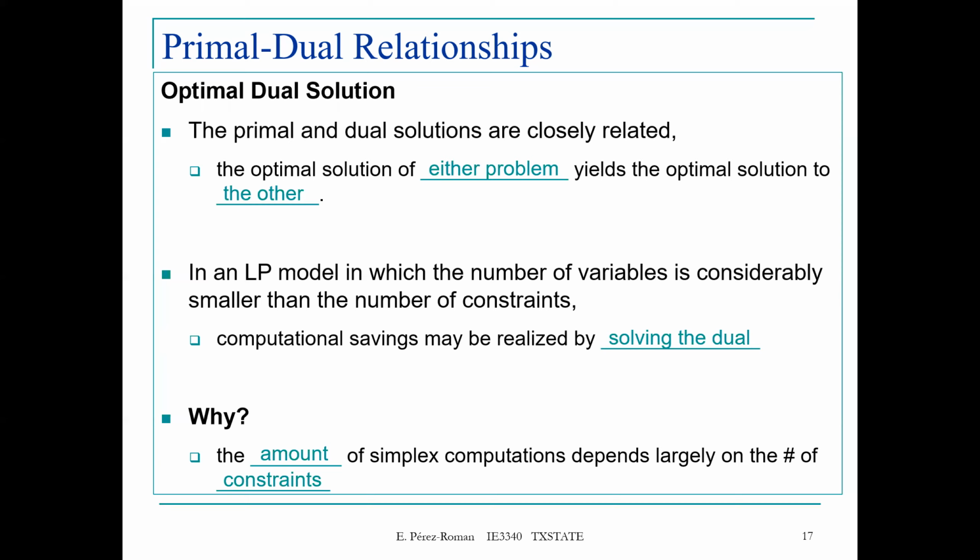So the idea is that, in addition to gathering insights from the solution of the problem, the dual can also help you solve the problem faster by providing a new framework for the problem and a different number of constraints and variables. If you're looking at minimizing the number of simplex computations, that depends largely on the number of constraints. So if by formulating the dual you can reduce the number of constraints, that means you can solve the problem faster.